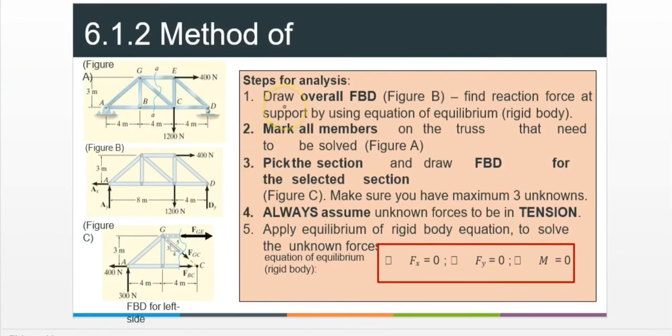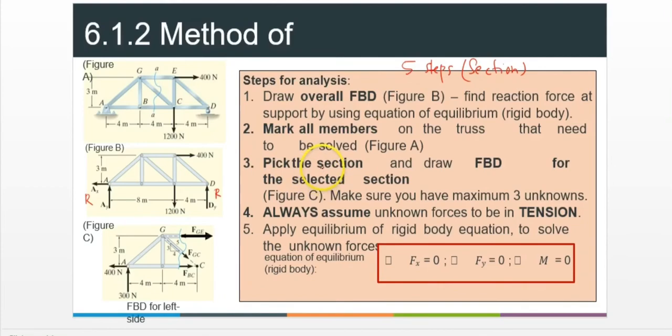Alright, this is the step for the analysis. Kalau kita tengok memang kita nampak macam ada 5 lah. Alright, 5 steps. Tapi basically we can merge it into 3 steps. Okay. Alright, the first one which we need to draw overall free body diagram. Alright, kita lukis dulu siap-siap free body diagram, keseluruhan dia punya figure, and then mark all the members on the truss that need to be solved. Okay, this one. Alright, boleh tengok dekat figure A. This is the figure A, the first one.